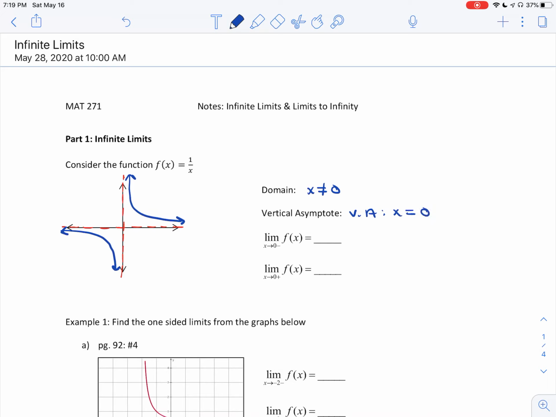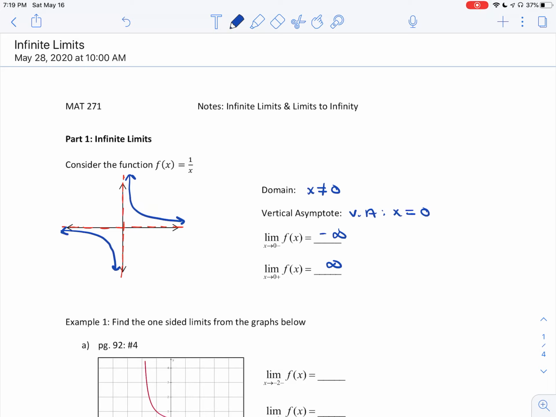All right, now let's start thinking about limits with this. So first I want to think about the limit as x approaches 0 from the left. So as x approaches 0 from the left-hand side, we can see that our y values are going down toward negative infinity. And then as x approaches 0 from the right-hand side, we can see that our y values are going up toward positive infinity.